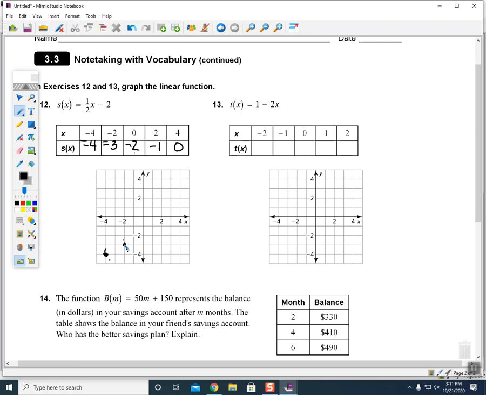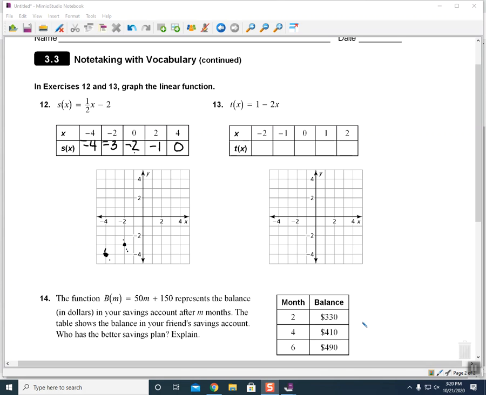Okay, where did my pen go? Oh, here. All right, so then I got 0, -2, oh, that one worked better. 2, -1, 4, 0. I'm gonna connect these the best I can. Oh, nice, that's pretty good. Okay, there's my line, there's my linear function, I've graphed it.